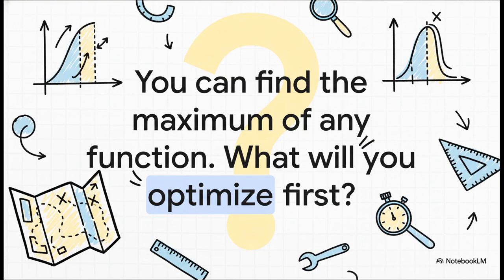So, there you have it. You've got the map, you've got the tools. From the tried and true derivative tests to some seriously clever shortcuts, you are now officially equipped to find the highest and lowest points on pretty much any curve you can imagine. The only question left is, what are you going to optimize first?